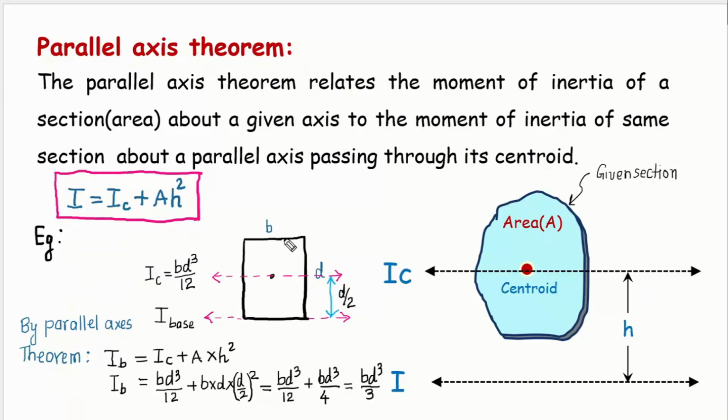Okay. So we got the moment of inertia of this rectangular section about its base axis as BD cube by 3. About its centroidal axis it is BD cube by 12, and about its base axis it is BD cube by 3. Like this we can use the parallel axis theorem for evaluating the moment of inertia of a section about various axes.